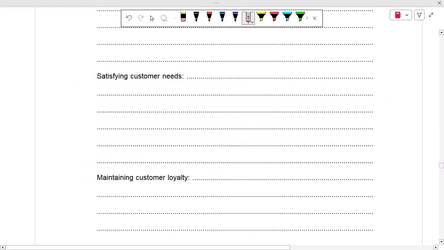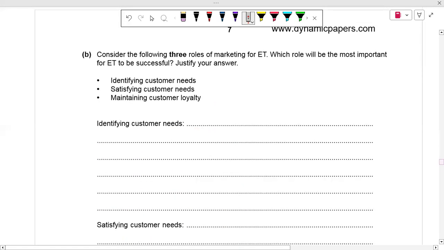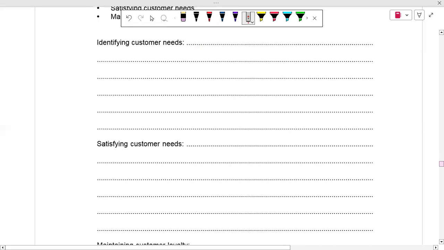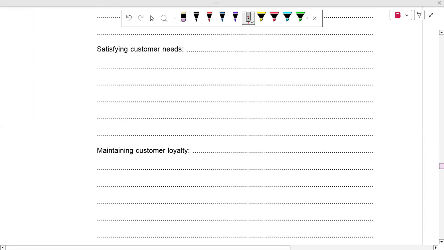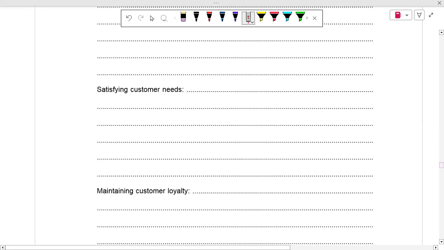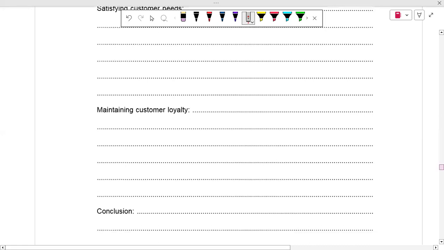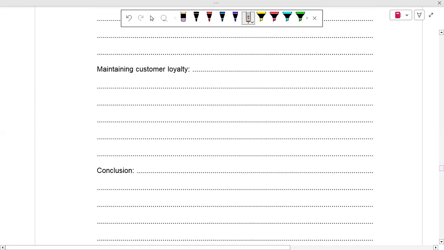Okay, but we will see whether identifying customer needs, or satisfying customer needs, or maintaining customer loyalty is more important for this business, because maybe in the case satisfying customer needs would be more important, and maybe maintaining customer loyalty would be more important. So we can say that after reading the case study, we can write a conclusion on which role of marketing is most important for this business at the early stage.